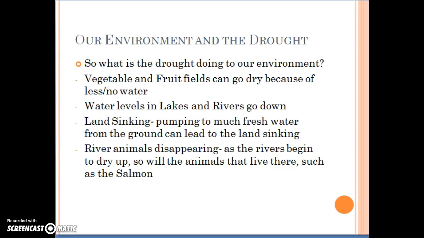Another problem that's happening is called land sinking. Land sinking is when too much water is being pumped up from the ground, because we use freshwater wells to maintain certain communities and give them water. As we continue to pump and pump, the ground starts to sink. Another thing is that river animals are disappearing, such as salmon. If there's no rivers, there's no salmon.